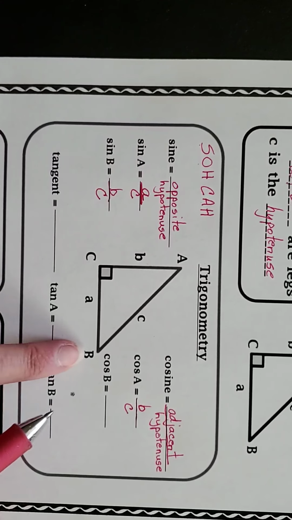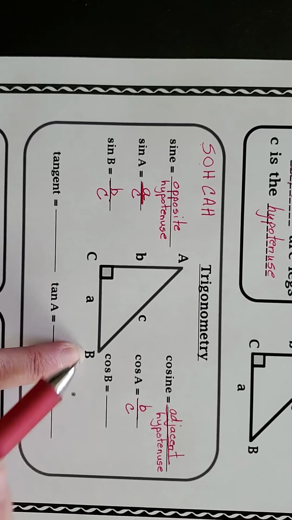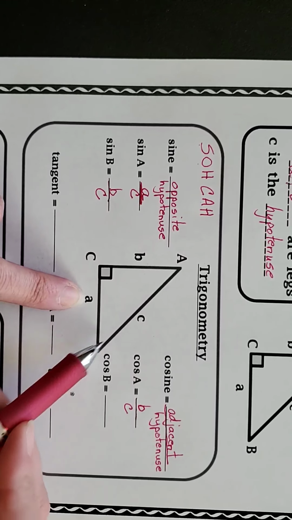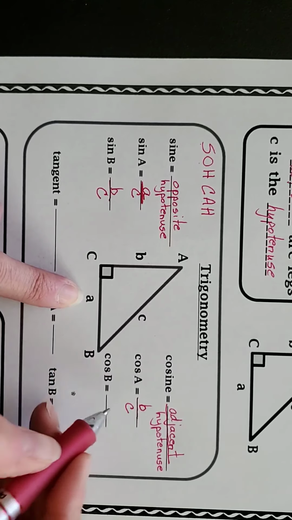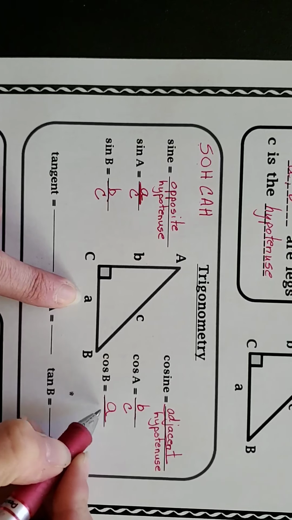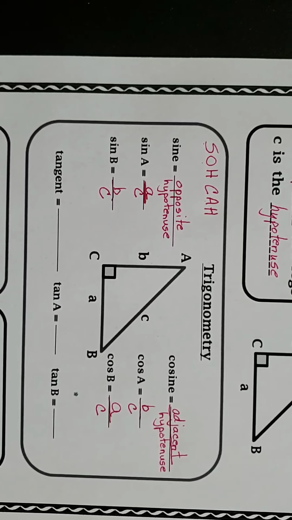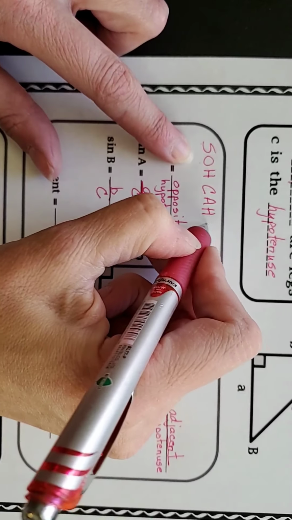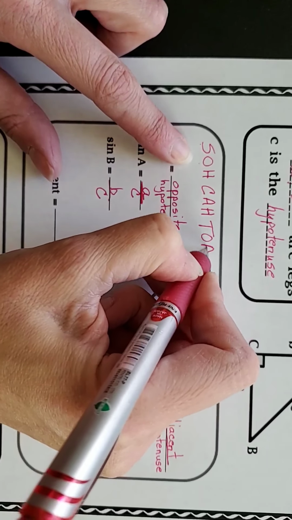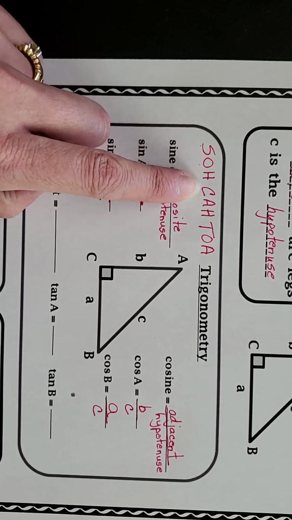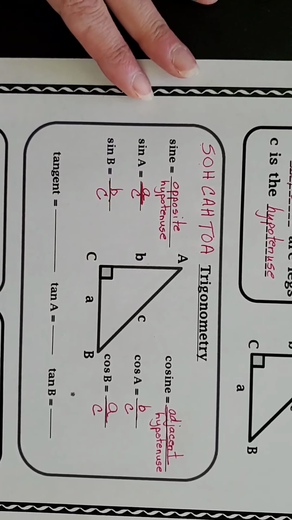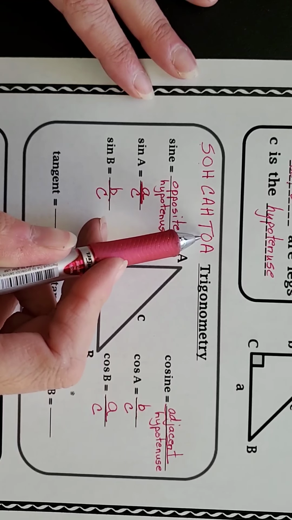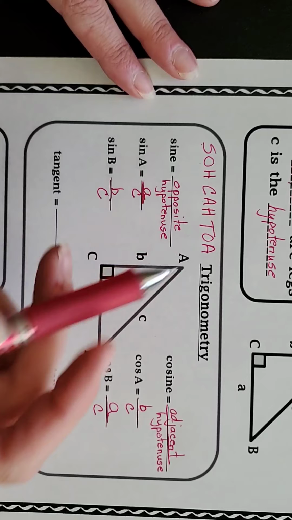And then if we change perspective and look from angle B, the adjacent side there is side a, because a and c are both adjacent, but c is already the hypotenuse. So this will be a over c. That's that CAH. Cosine is adjacent over hypotenuse. And then we finish it off to get SOHCAHTOA. That's how we remember these trig ratios, and that is the tangent, and the tangent is O, the opposite, over A, the adjacent.